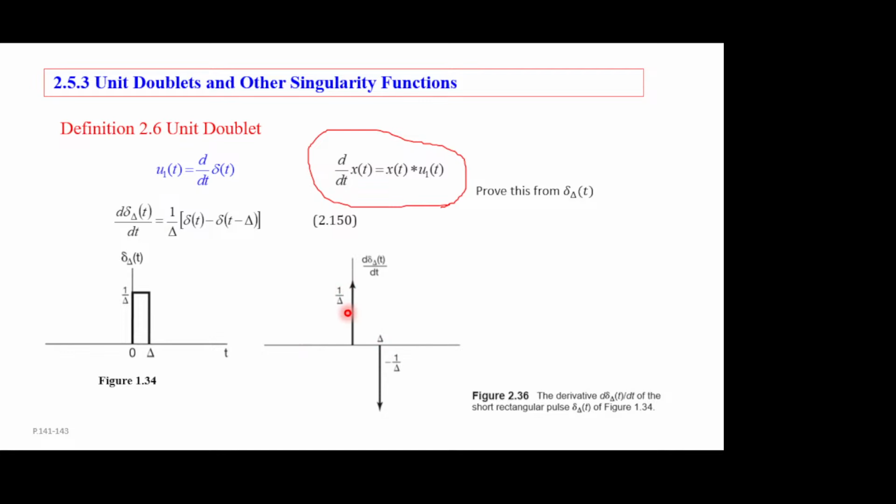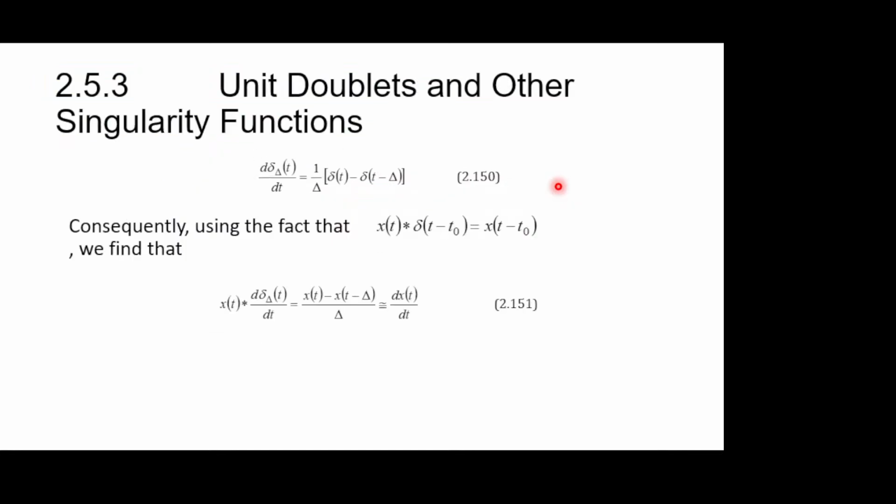Okay, so u1 of t when delta is not equal to 0 looks like this spiking thing. It makes sense because when delta goes to 0, we get back to the operational definition we have. We want dx/dt to equal x of t convolved with u1 of t.